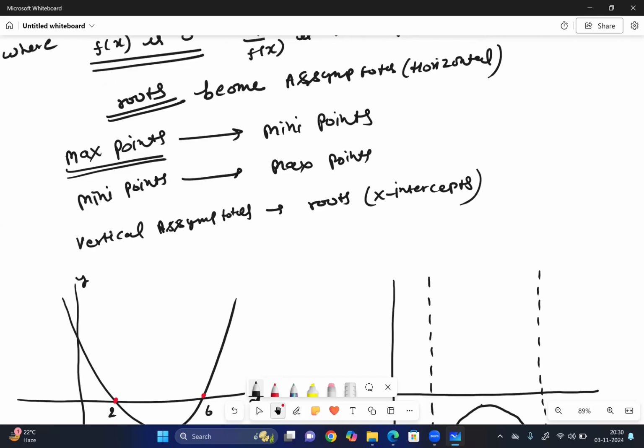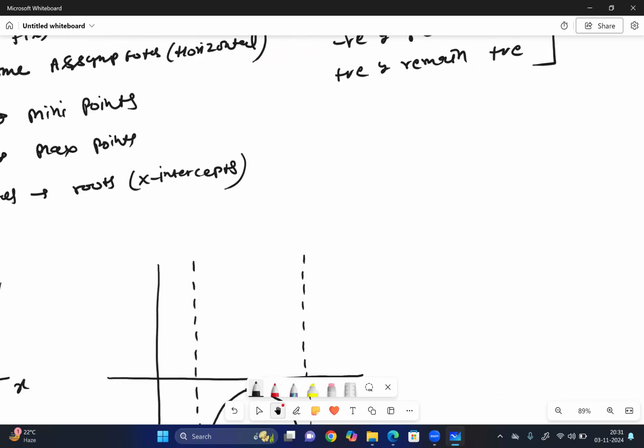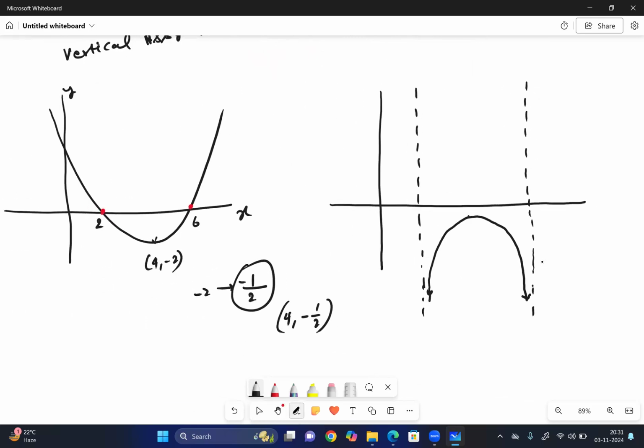One more thing you can note down here, you know what? Negative y remains negative and positive y remains positive. So see, between 2 and 6 the y values are negative, isn't it? The minimum, which is 4 comma minus 2, becomes the maximum. I can say 4 comma minus 0.5.